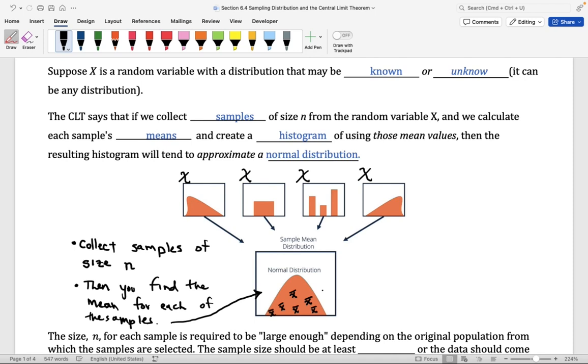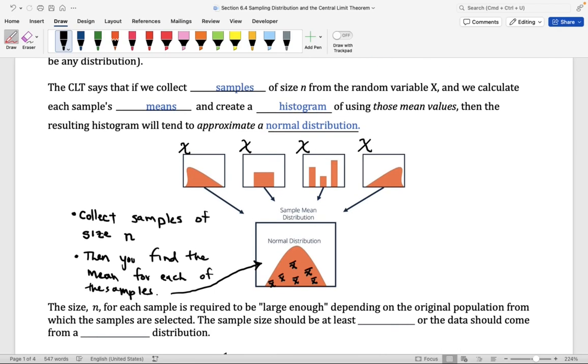This distribution is known as the sampling distribution. The central limit theorem says that if you collect different sample means and you create this histogram, you're going to notice that that histogram follows a normal distribution, regardless of the distribution that the x distribution followed.